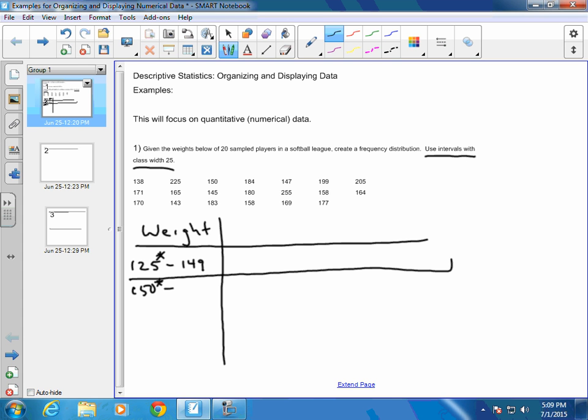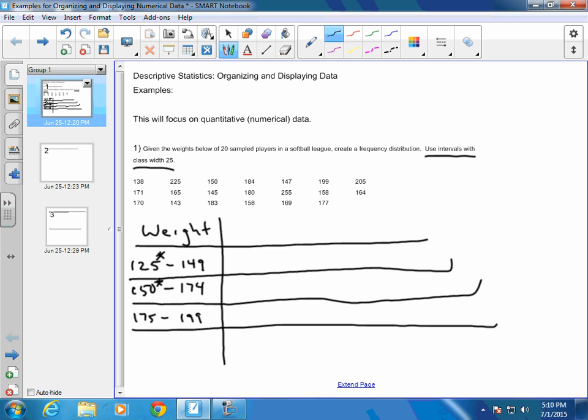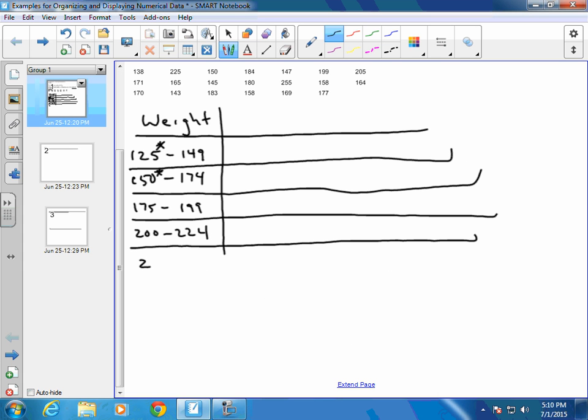So this one would go 150 up to 174. The next one would start at 175 up to 199. Then we'd have 200 up to 224, 225 to 249. And then let's see, what's the largest data value here? Looks like we have a 255, so we're going to need the 250 up to 274.